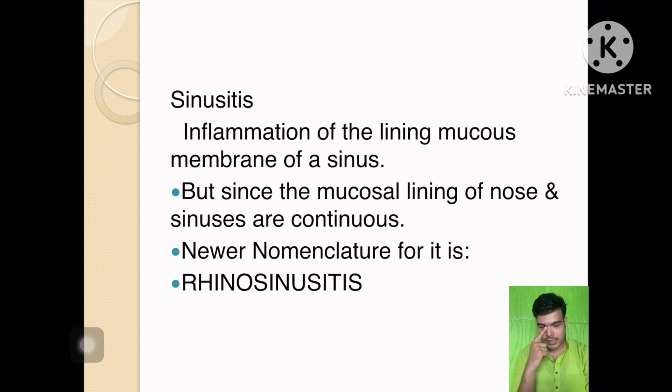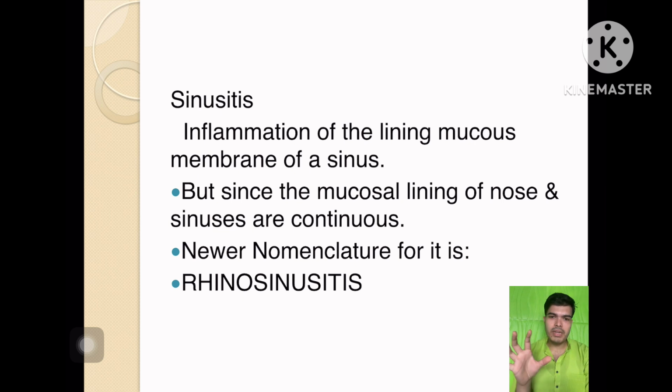Ethmoidal sinusitis is very important for us to understand, because it can later lead to an orbital hematoma if, whenever we go for a FESS, we damage the ophthalmic artery supplying the eye. Okay, so that can lead to an orbital hematoma. Whenever we talk about sinusitis, it can be divided into acute and chronic sinusitis.